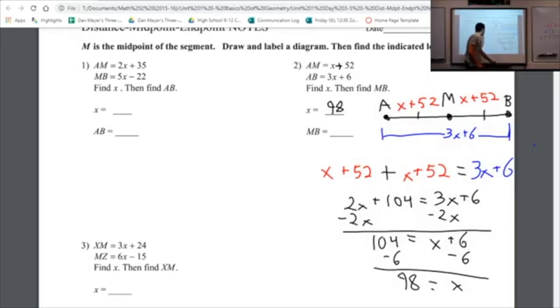And this time it wants M to B. M to B is this piece right here. So it's x plus 52. So I take 98 plus 52, and that'll be 150.